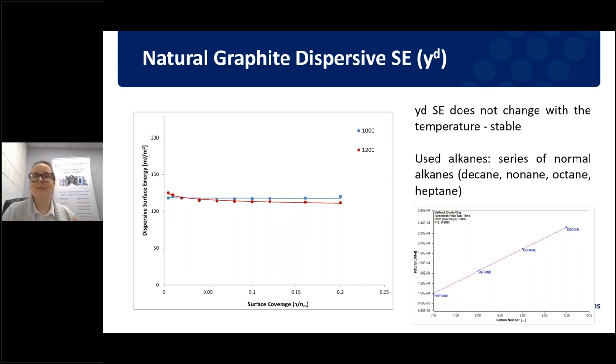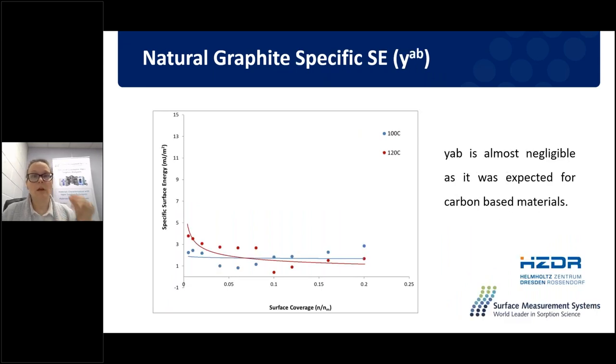On this slide, you can see the dispersive surface energy of the natural graphite. I will show you the surface energy profiles instead of the distribution graph, which was generated exactly from this profile that Yolanda showed you. It's exactly the same data set, just a different demonstration. In the case of natural graphite, the surface energy is quite uniform, so not much distribution of surface energy at different temperatures, and it doesn't change much with the temperature. The specific surface energy is very low, as we expected. It's graphite, so the small specific part that is measured probably comes from impurities or just error of the measurement.